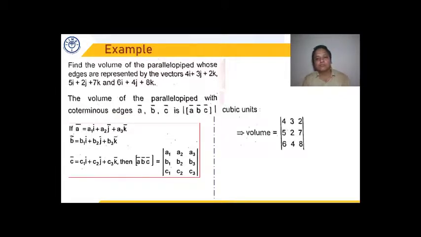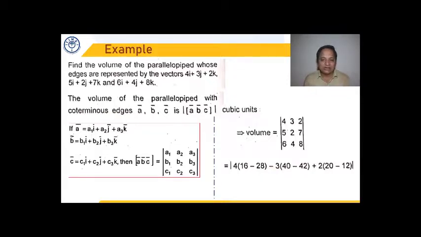This comes out to be volume is the determinant with rows 4 3 2, 5 2 7, and 6 4 8, the coefficients of the first, second and third vectors. So we multiply them. It comes out to be 4 into 16 minus 28. We are expanding along the first row.